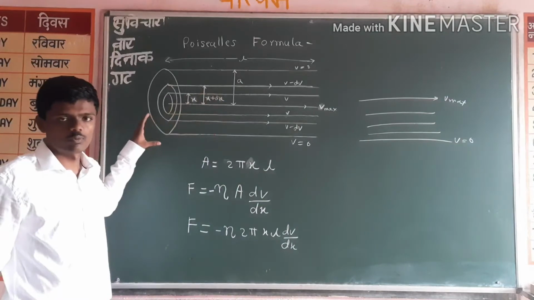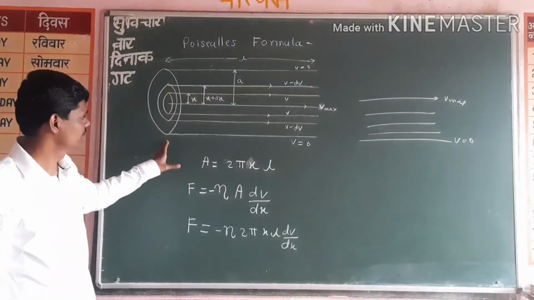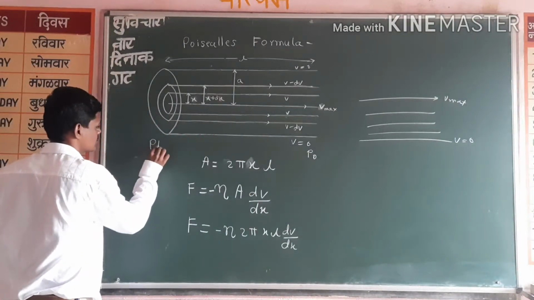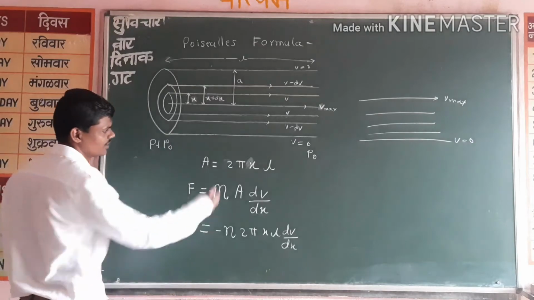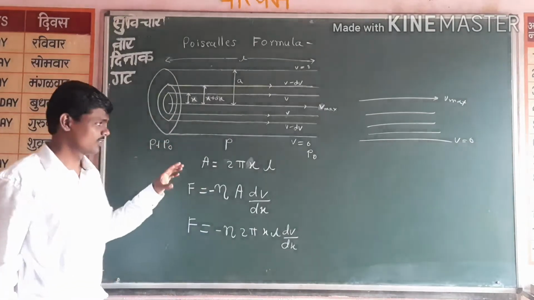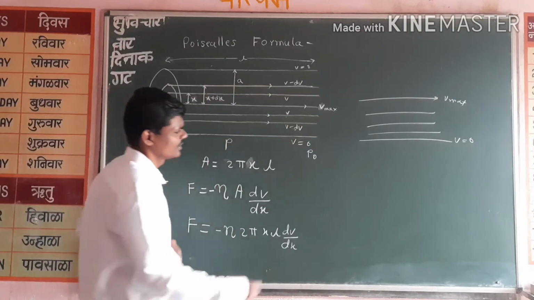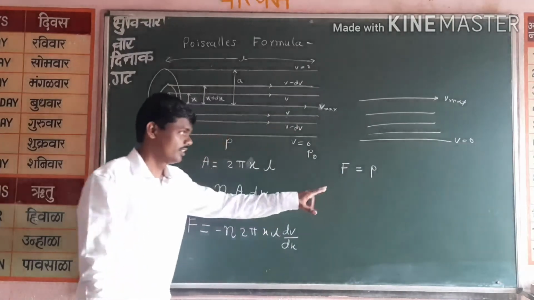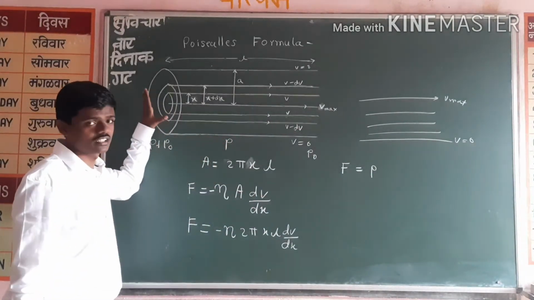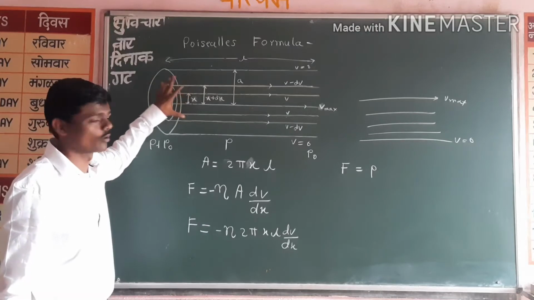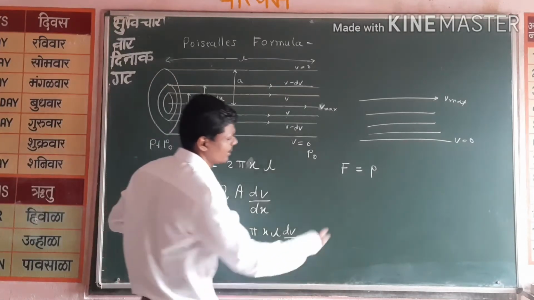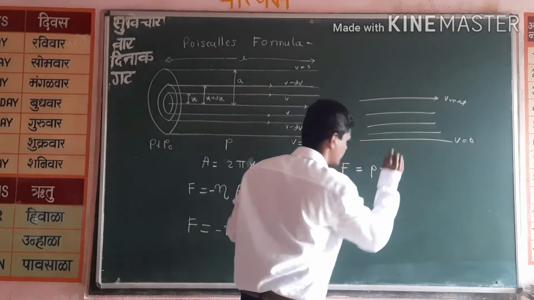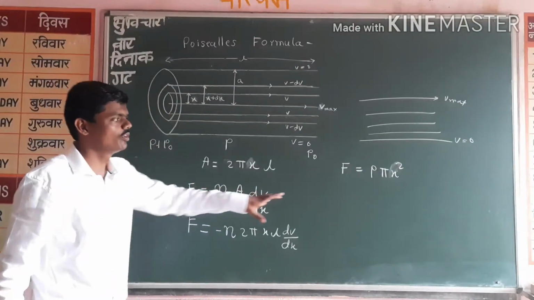Now the liquid is flowing through this capillary tube, so there is a pressure difference. Say here it is P0 and here it is P0 plus P. So the pressure difference between these is P. The force due to the liquid moving can be given as F equals P, the pressure, into the cross sectional area of this layer we are studying. The cross sectional area is pi x square. So this is the force acting on the liquid due to the pressure difference.